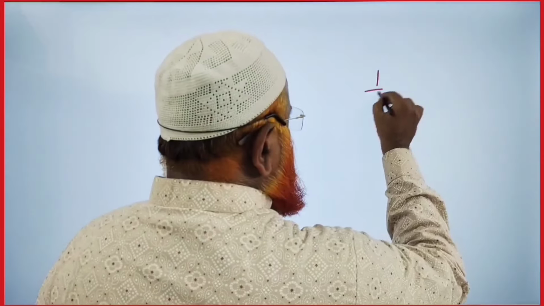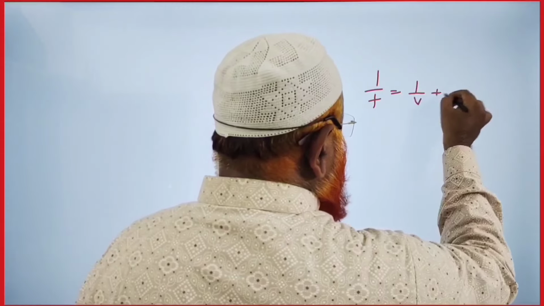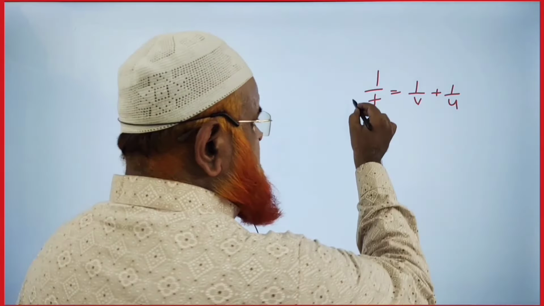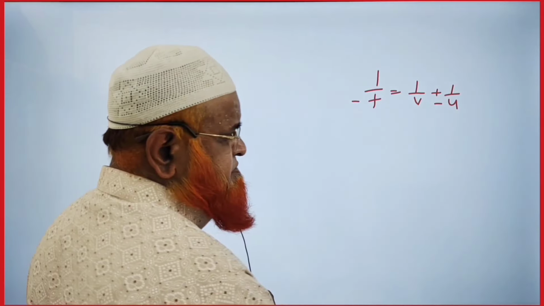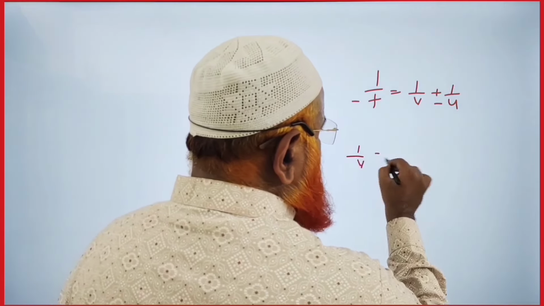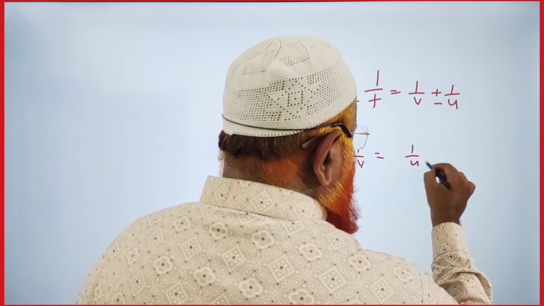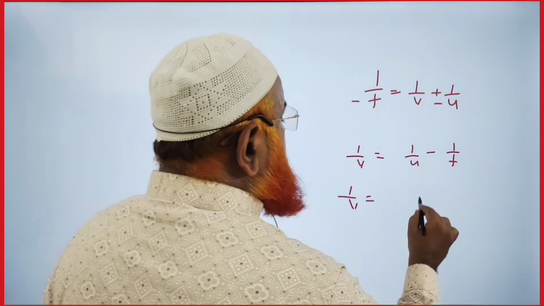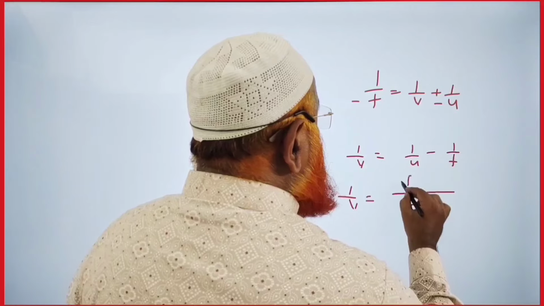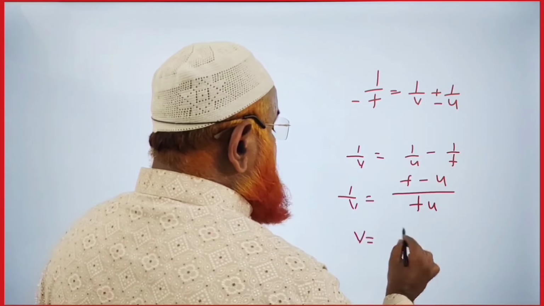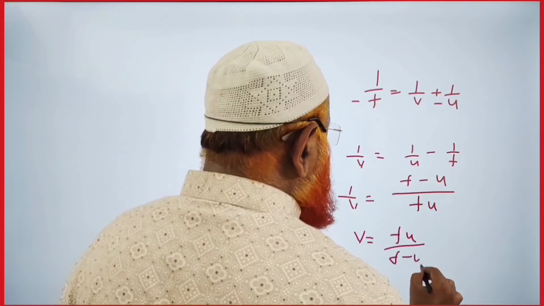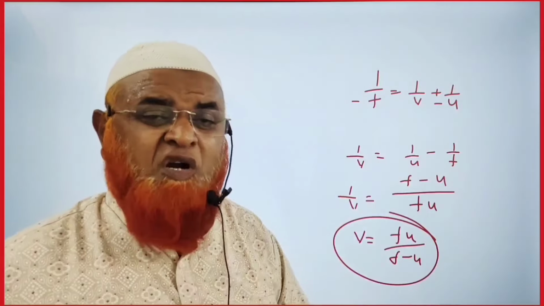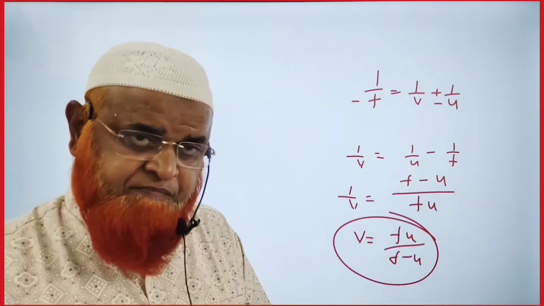You all know 1 by f is equal to 1 by v plus 1 by u. This is a mirror formula. I know concave mirror means this is minus and this is also minus. That means 1 by v is equal to 1 by u minus 1 by f. So 1 by v is equal to f minus u by fu, that means v is going to become fu by f minus u. You can use this shortcut formula to find out the solution.